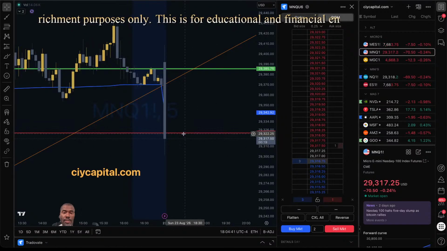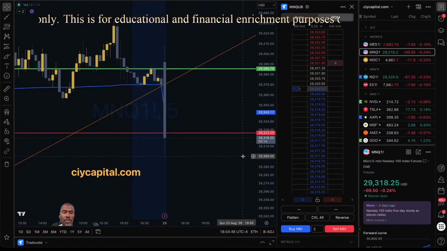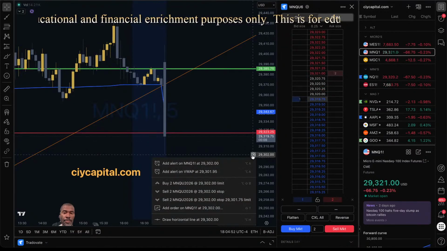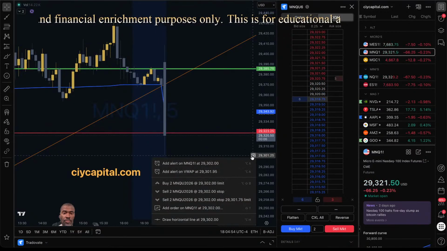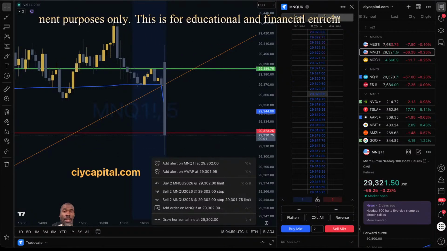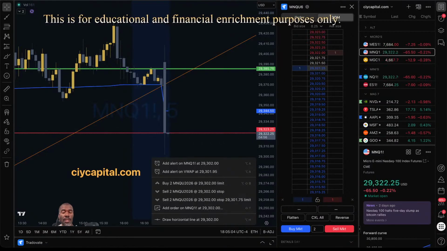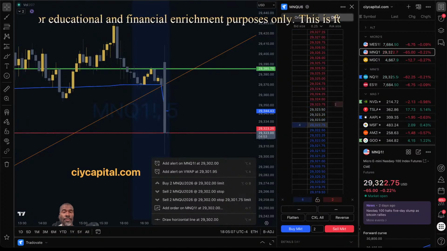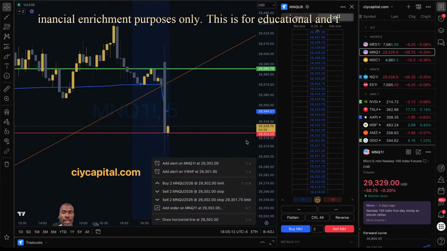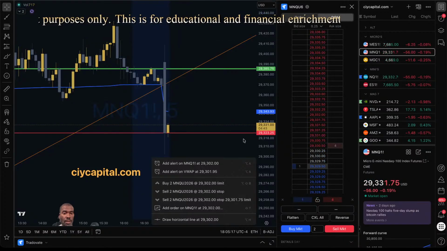So long as price opens below this trend line or this resistance level right here, we should be good to go. Continuation to the downside. All right, so open right on my support level, 29,330. All right, let's see.